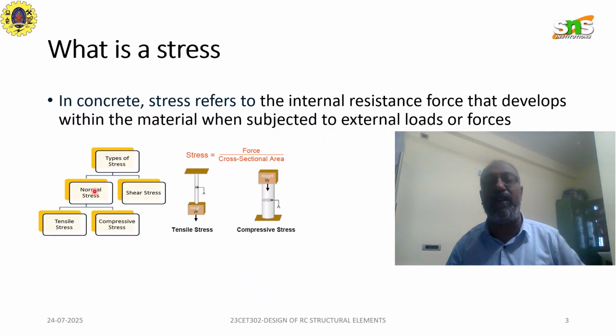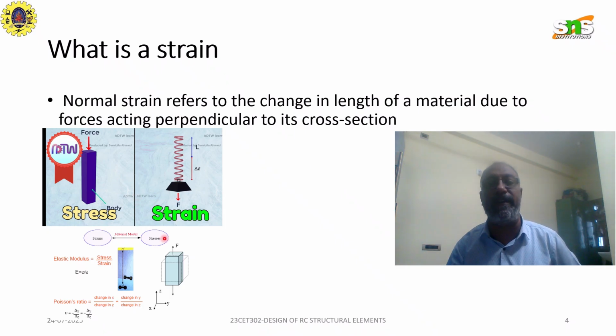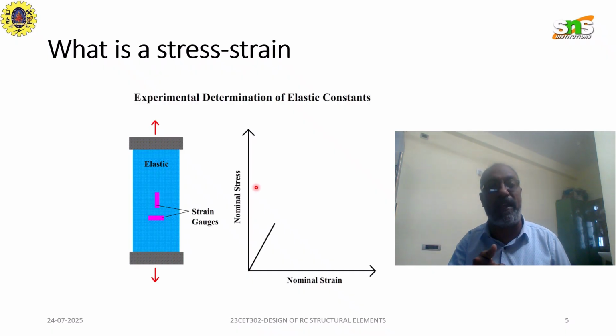What is strain? The normal strain refers to the change in length relative to the material's original length. In this diagram, stress is plotted against strain. So what is the stress-strain diagram? In the experiment, the y-axis is the nominal stress and the x-axis shows the strain.